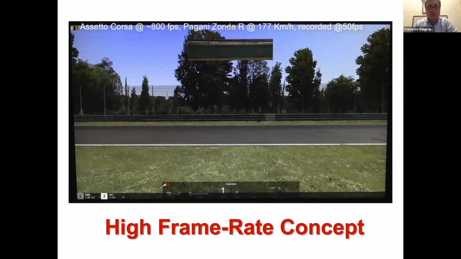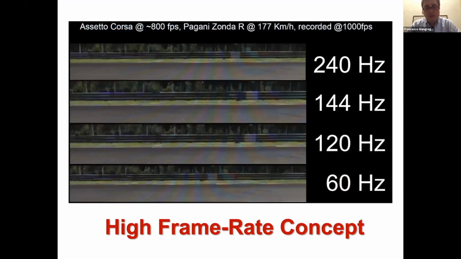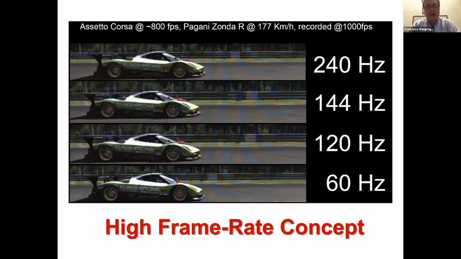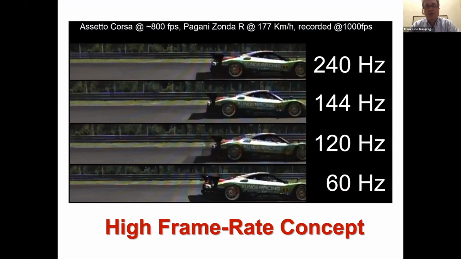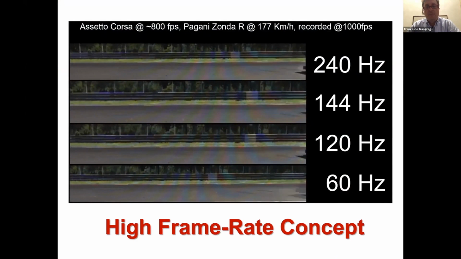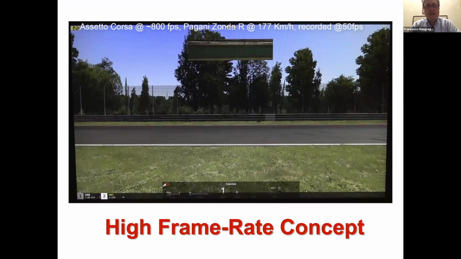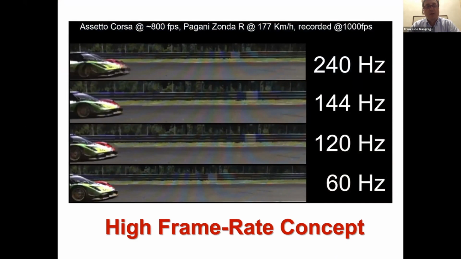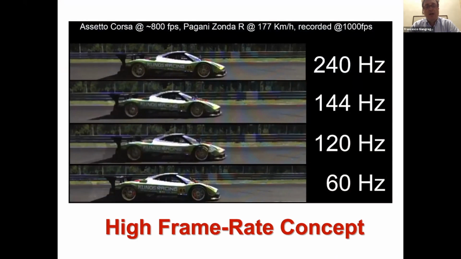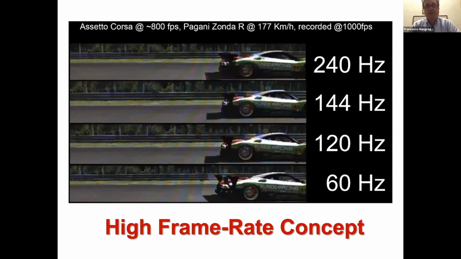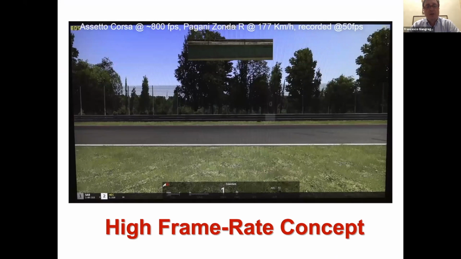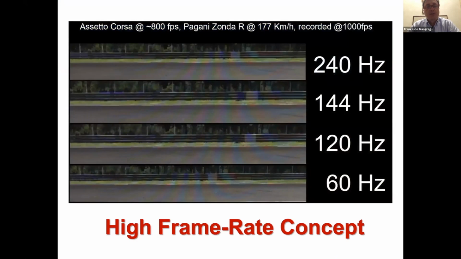So, what is high frame rate contrast enhanced US? The concept, the idea, is shown in this clip. The higher the frequency of visualization, the higher the frame rate of the clip, the better is the visualization of this sporting car.